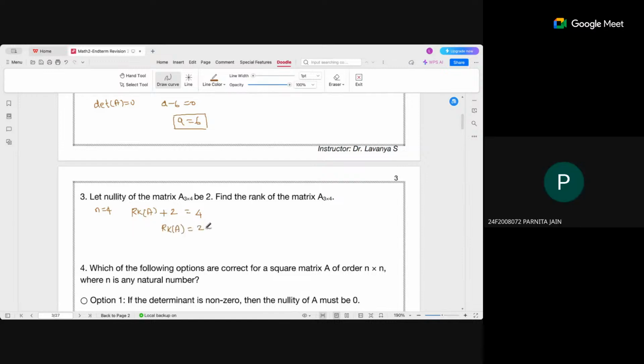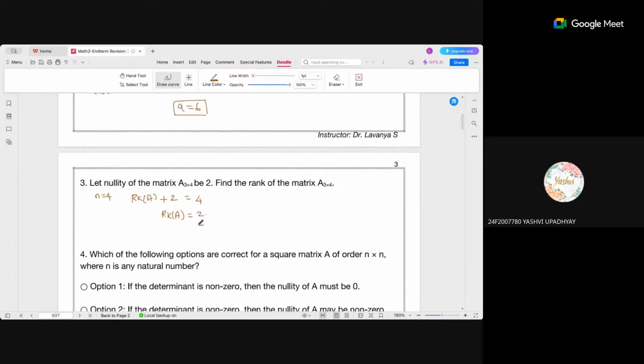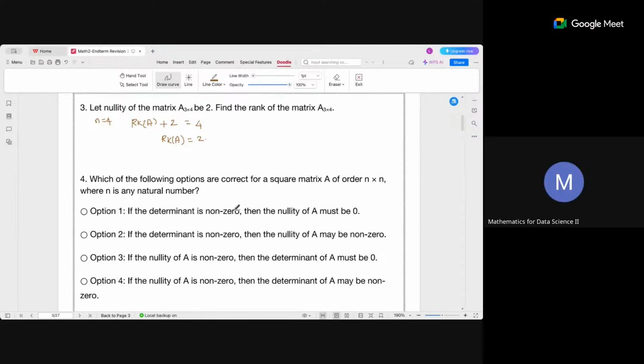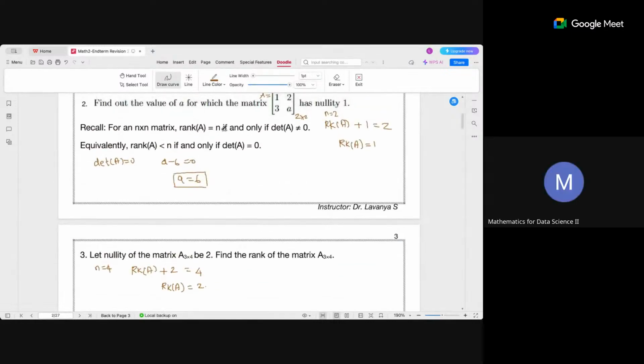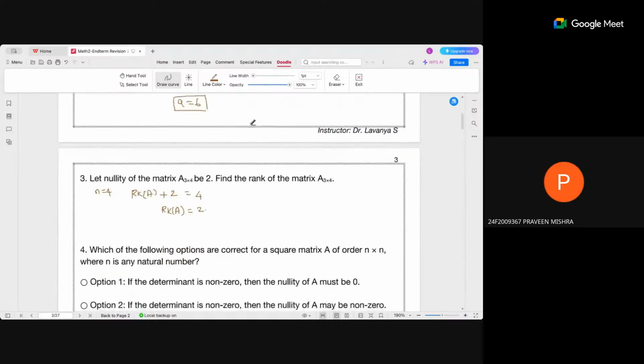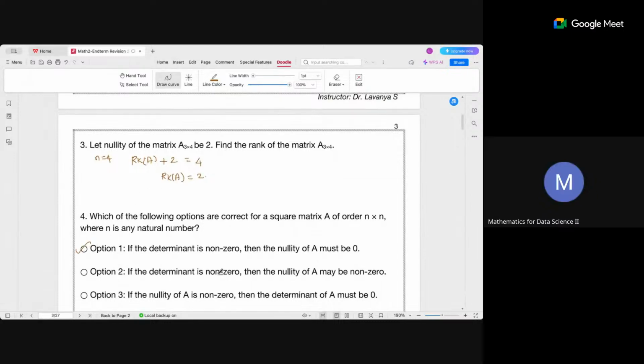Okay, fine. Which of the following options are correct for a square matrix A of order n by n? If the determinant is non-zero, then the nullity of A must be 0. True or false? True, right? Because if the determinant is non-zero, you know that the rank of A is n. If the rank of A is n, according to the rank nullity theorem, nullity should be 0.